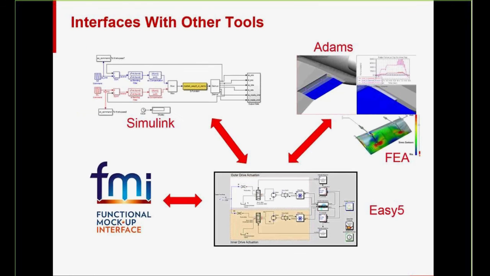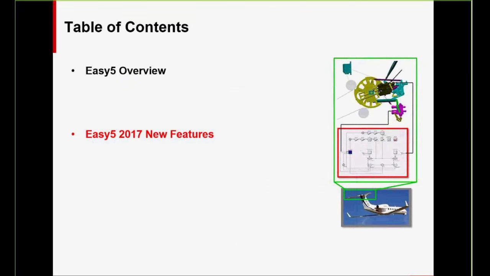Easy5 comes with a number of interfaces to other software tools, notably MATLAB Simulink, Adams, and in the illustration here, the Adams model includes FEA. And then something that we'll be talking about further today is the interface between Easy5 and the Functional Mockup Interface. So that's a quick overview of Easy5. Now we'll go to the new features.